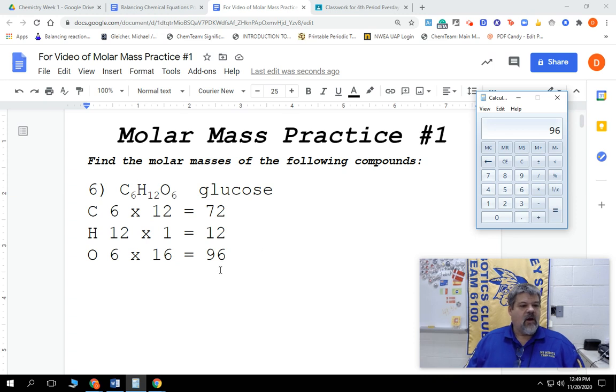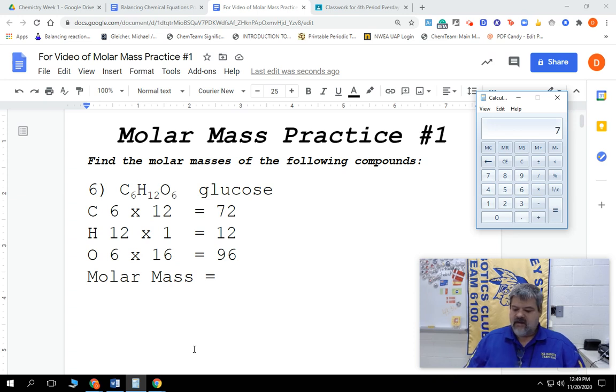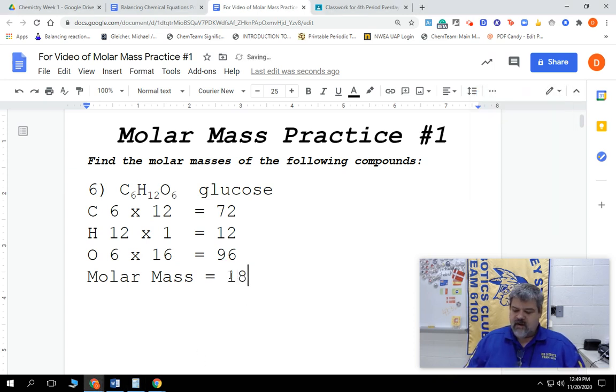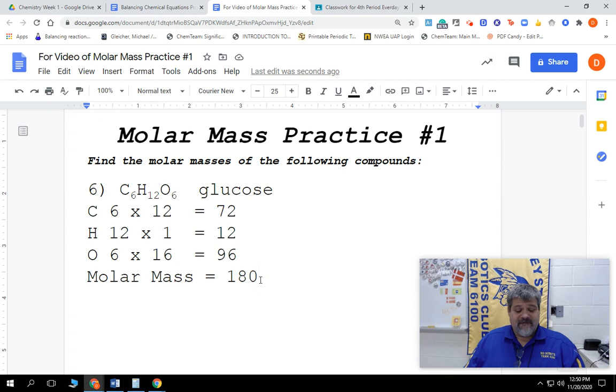There we go. So now all we have to do is go ahead and calculate our molar mass. And again, I like to just kind of put that over just a little bit so we can see. We're going to add those up using our calculator. So 72 plus 12 plus 96 equals 180. So we're going to go ahead and put 180 in there. Again, double check always. 72 plus 12 plus 96. Now, again, it's 180. But again, if these are wrong, then this is going to be wrong.